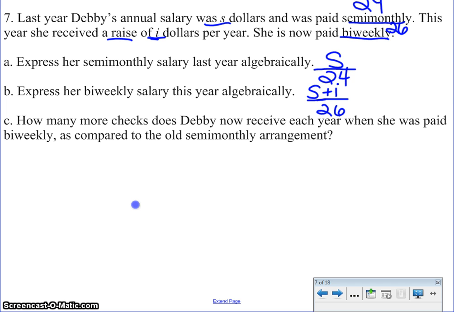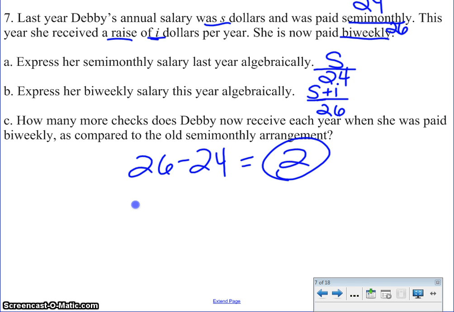The third question, very easy. It says how many more checks does Debbie now receive now that she's paid biweekly compared to semi-monthly? Well, she did get 24 checks. Now she gets 26. So now she gets 2 more checks.